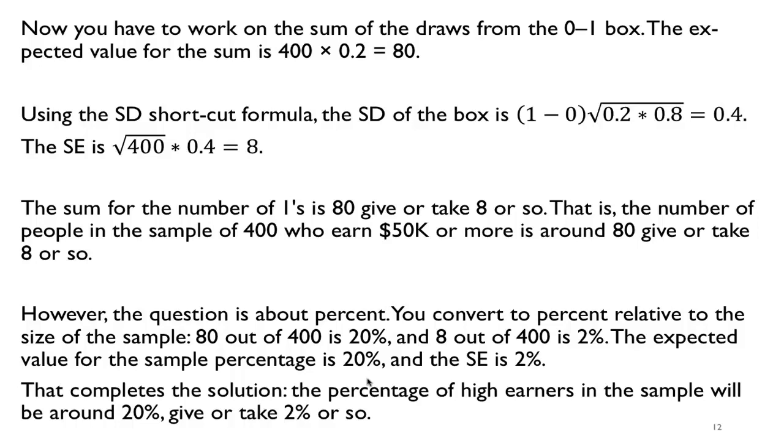But in this case, because we pick out 400 people, our error is about 2%. So it's possible that in our sample we don't get exactly 20%. There's a chance error, and in this case we compute that the error is 20%. No, sorry, 2%. So the percentage of high earners in the sample would be around 20%, give or take 2% or so.